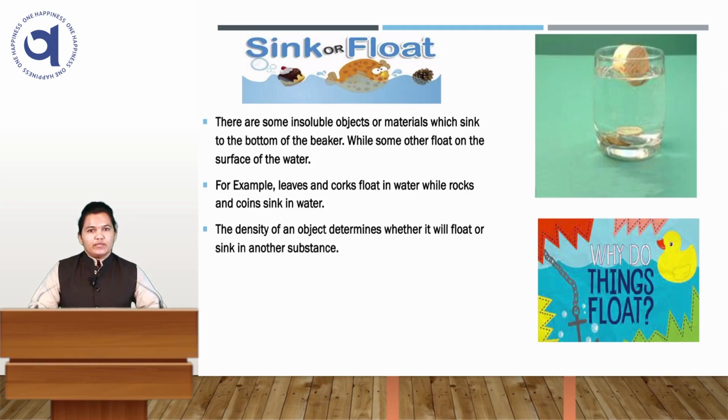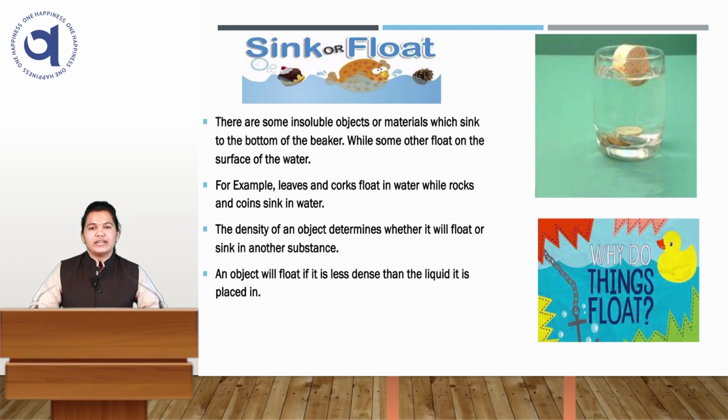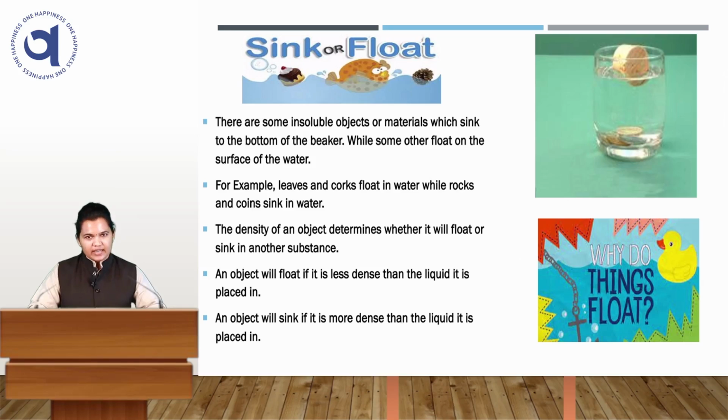The density of the object determines whether it will float or sink in another substance. An object will float if it is less dense than the liquid it is placed in. It means if the density is less, it will float on the top of the water. An object will sink if it is more dense than the liquid it is placed in. More dense material will sink in water.